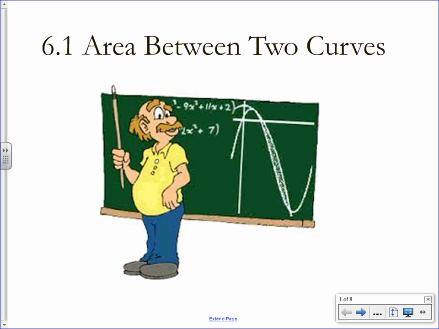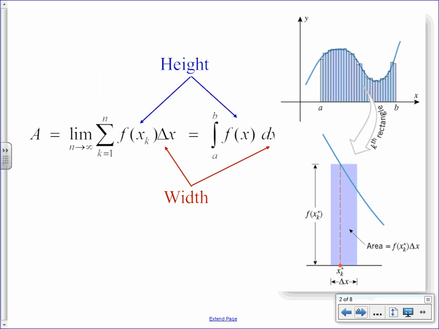First of all, do we know how to find the area under a curve? Yes. And how do we do that? Integral. Our integral from a to b of f of x dx is just calculating the area between a curve and the x-axis, right? Well, now I want to find the area between two curves. Any ideas on how we're going to do that?